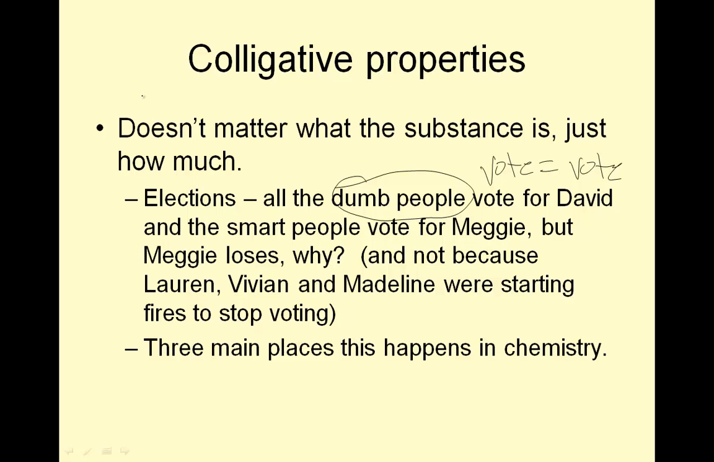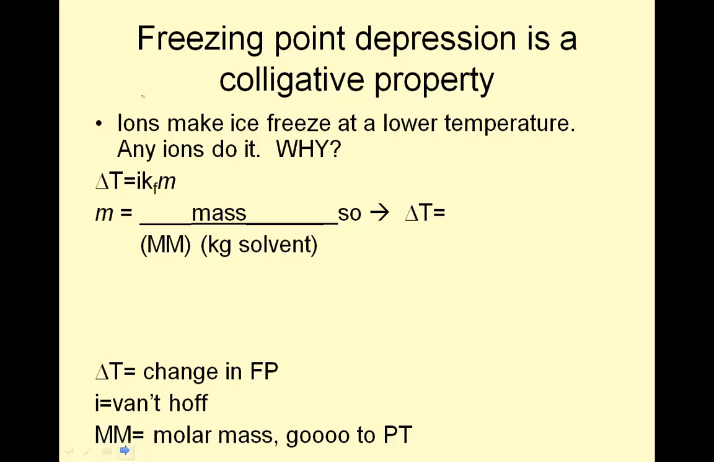There are three main places this happens in chemistry, and we'll start with part one. Freezing point depression is a colligative property. Okay, so a colligative property, again, is something where it doesn't matter the identity of it, just how much. Ions make ice freeze at a lower temperature. Any ions do it. That's why it's colligative.